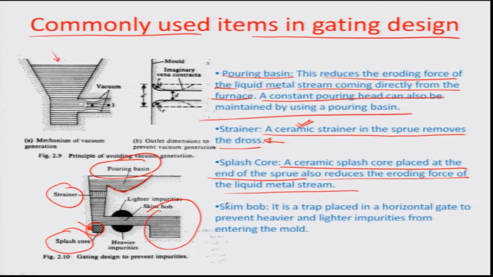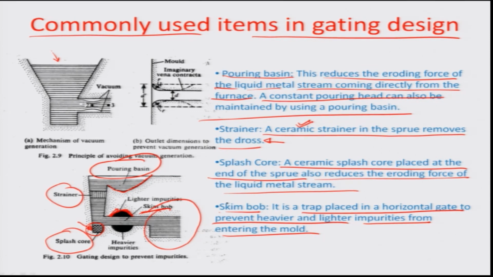sand around the mold. Then there is a skim bob, you can see right about here. It is a trap placed in the horizontal gate to prevent heavier and lighter impurities from entering the mold. Obviously, because of the outflow of this particular material, there is a tendency of the lighter material to rise to the surface and get collected all here, and slowly, because we are talking about a high Reynolds number flow.